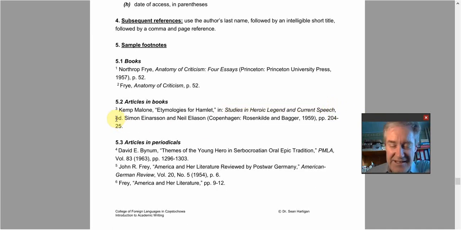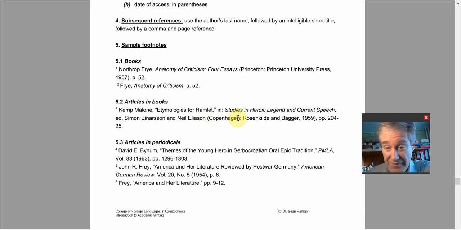Then ED, that's going to tell us who the editors, the people who put this book together, are. Simon Einarsson and Neil Eliasson, or Eliasson, I don't know how that's pronounced. And you notice it's first name, last name, first name, last name. So these are the editors of the book. And then we have the information about where the book was published.